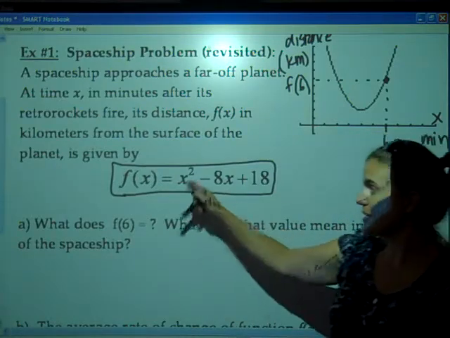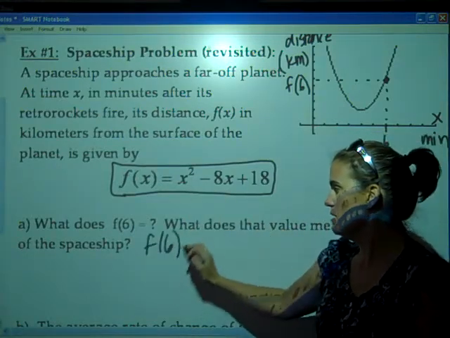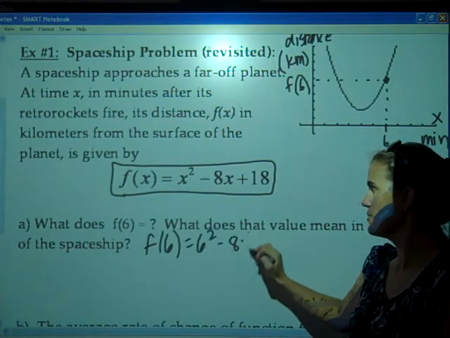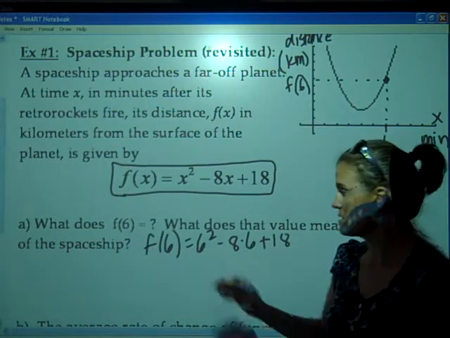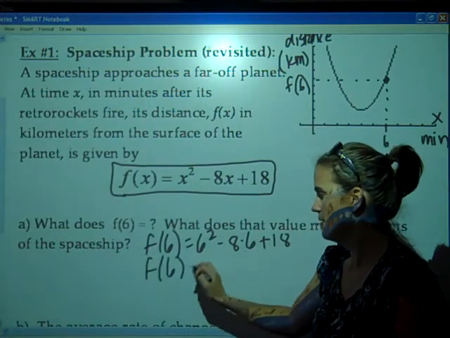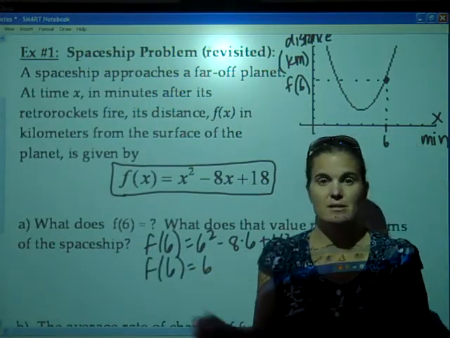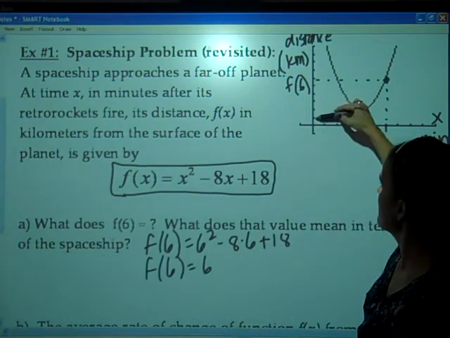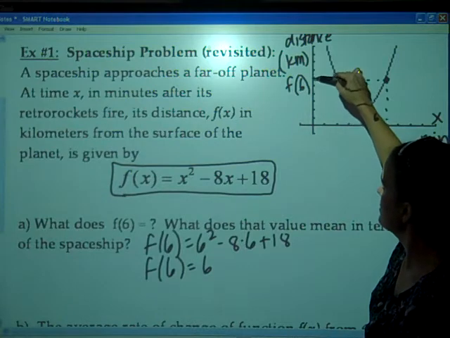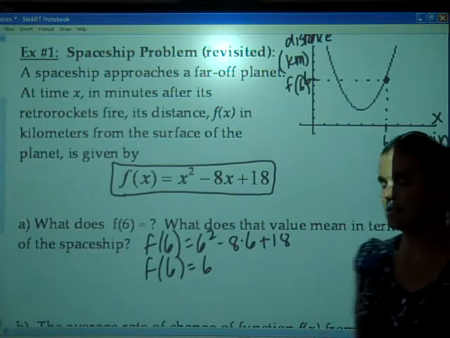Plugging in 6 here, I got 6 squared minus 8 times 6 plus 18, and when I did my math on that, I ended up with 6. So it happens to be the same output as the input. Realize that's just a special case. That won't always occur. So that should have been right here at 6. 1, 2, 3, 4, 5, 6. Pretty close. Good. So 6, 6.